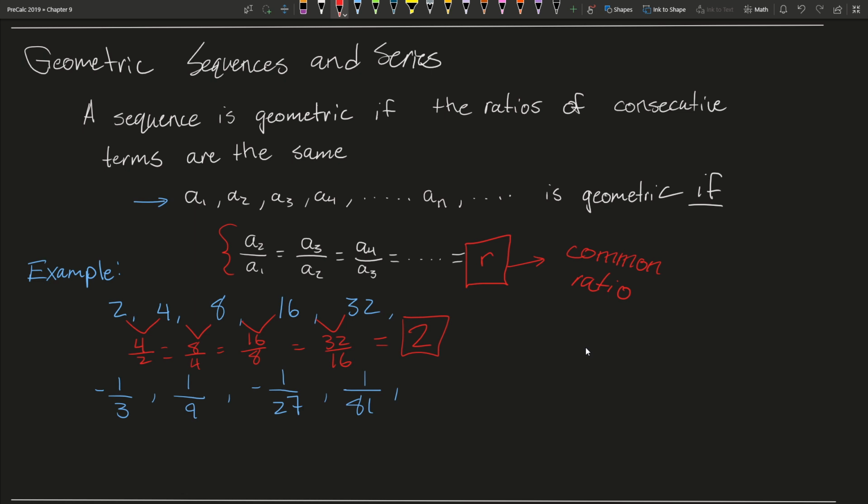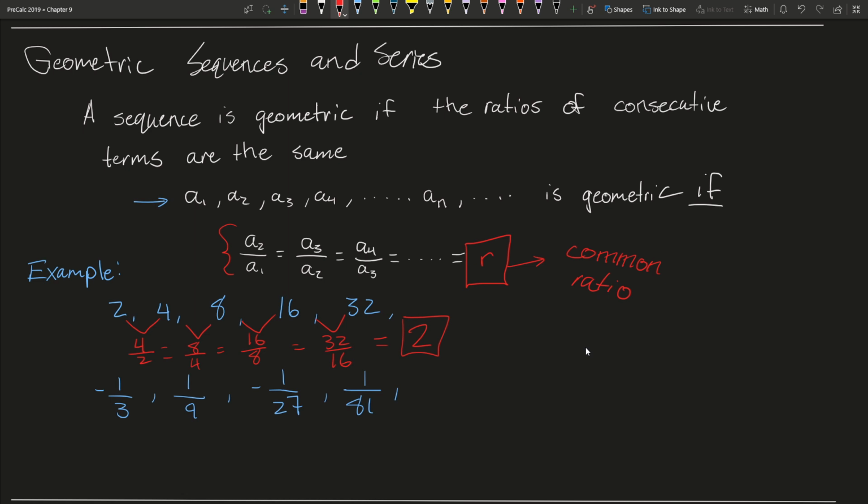Okay, if those ratios weren't the same thing, then this sequence would not be geometric. Okay, and in that bottom sequence, we have negative 1/3, 1/9, negative 1 over 27, and 1 over 81.